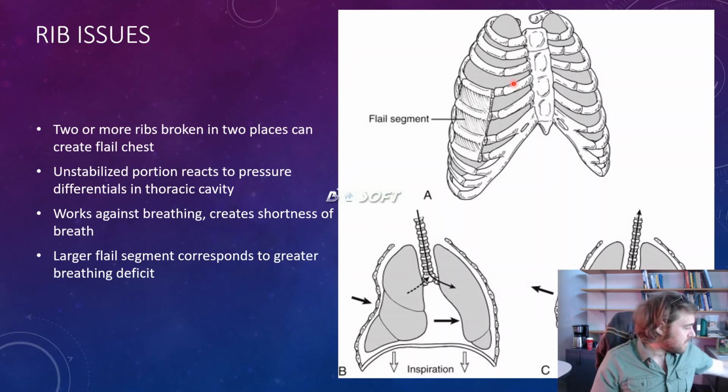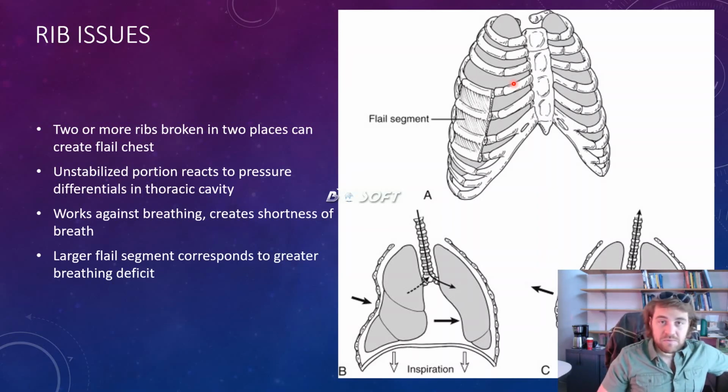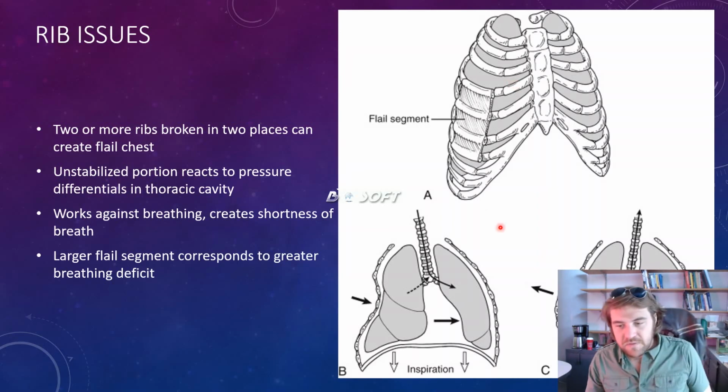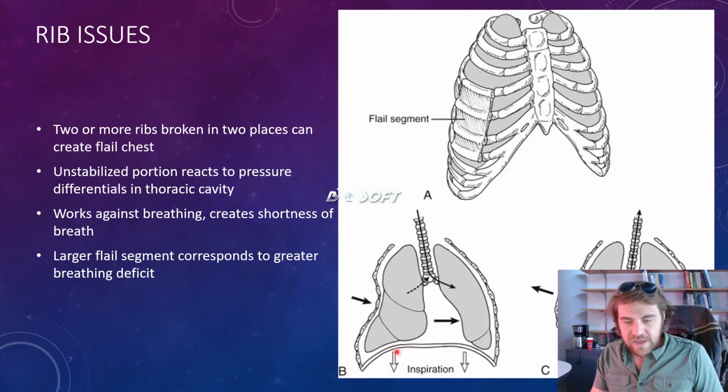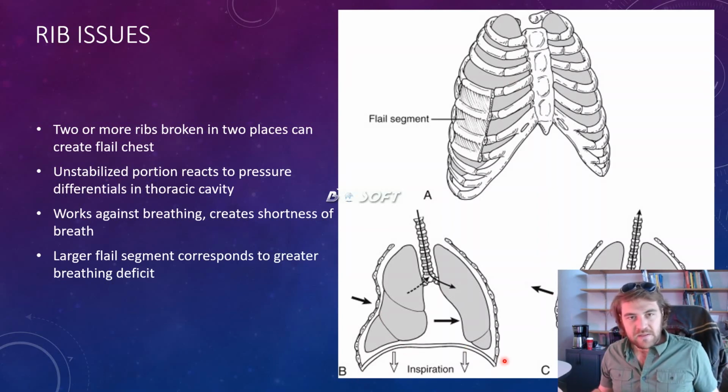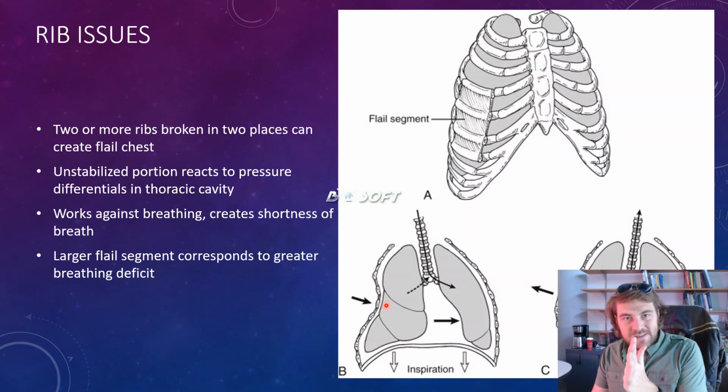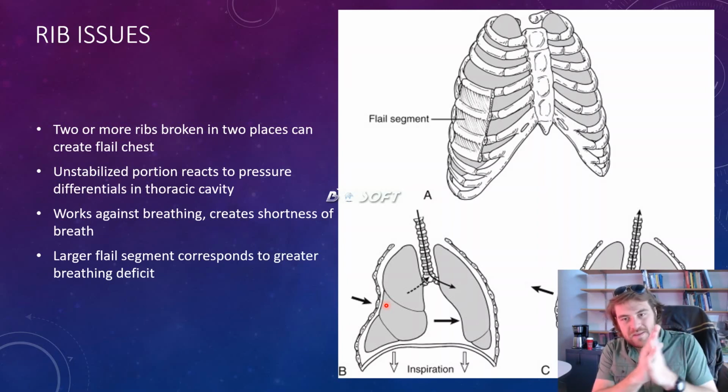But it also causes problems with breathing. So if you look at this right here, the diaphragm moves down. It's trying to expand the thoracic cavity so the lungs can expand. But what happens is that flail chest portion kind of deflates in to take up the space. That's not good. We want the lungs to inflate to take up that space. We don't want the outside of the thoracic cavity to fall in and collapse on itself.